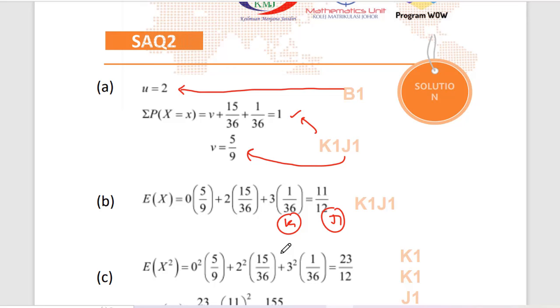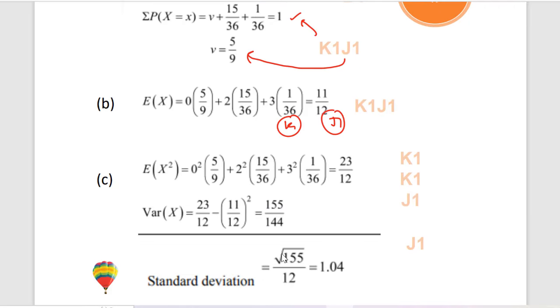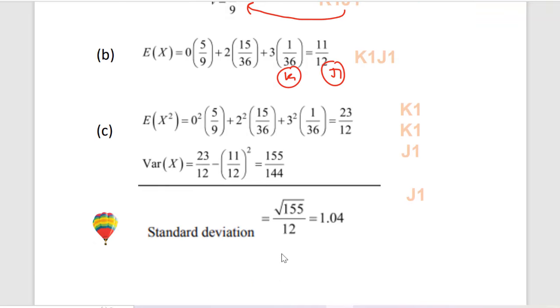Okay, untuk part C, you need to find the standard deviation. So, untuk dapatkan standard deviation, kita kena dapatkan dulu variance of X. So, variance of X, kita tahu formula dia adalah, okay, expectation X square minus expectation X square. Okay, so maksudnya dekat sini awak kena cari dulu expectation X square. So, cari expectation X square, and then you got 23 over 12, and then baru masukkan dalam formula variance. Okay, and then pas dah dapat masuk dalam formula variance, baru kita boleh cari standard deviation, which is standard deviation adalah square root of variance.